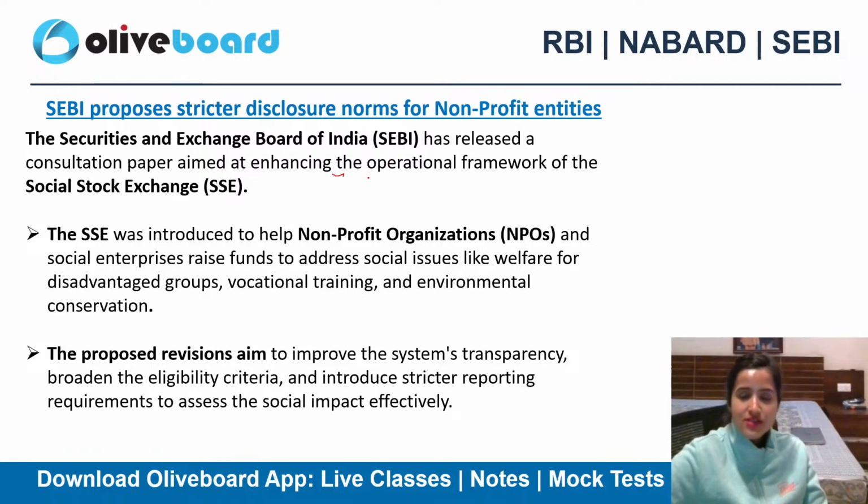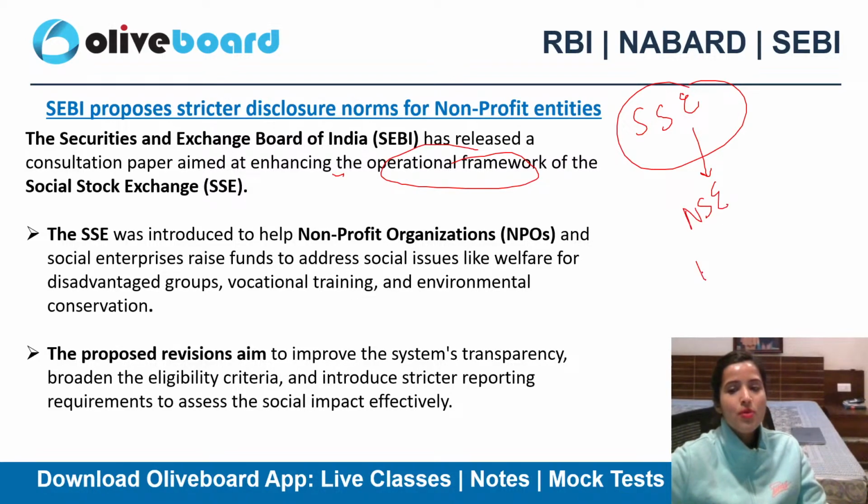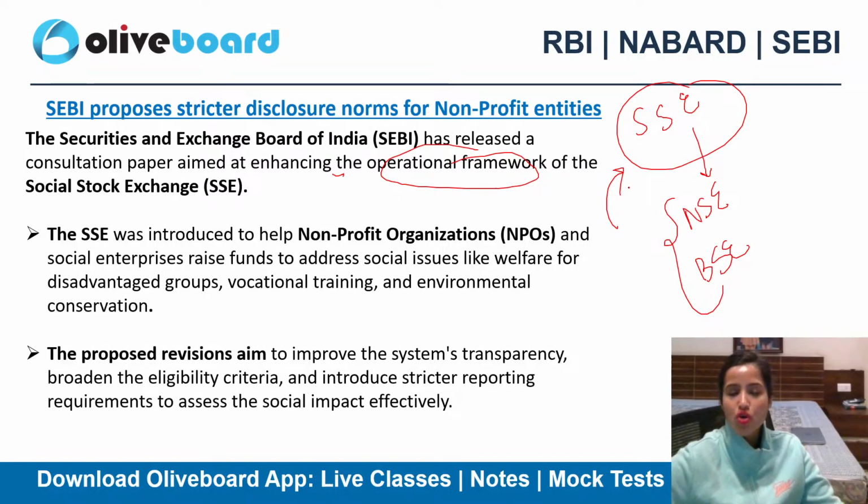That SEBI has released a paper. What kind of paper? To enhance the operational framework of the social stock exchange. If you're not aware of the social stock exchange, you know what is a stock exchange? You know about NSE, you know about BSE? Similarly, on these lines, a new stock exchange has been made, which is the Social Stock Exchange. So it was introduced to help non-profit organizations and social enterprises to raise funds.